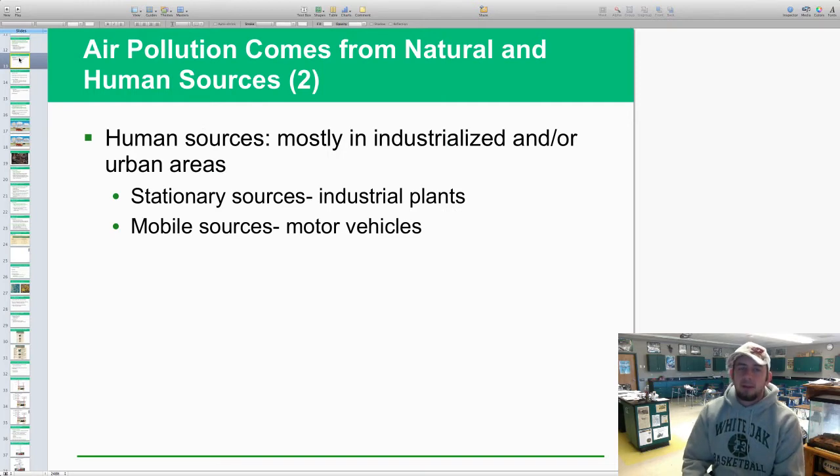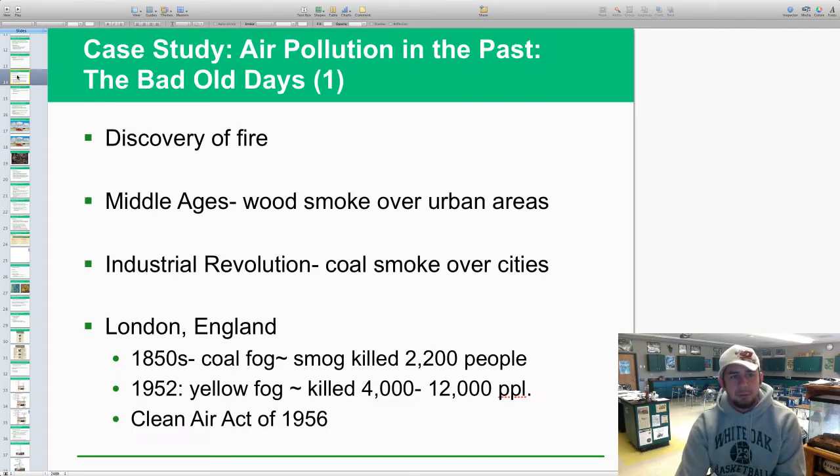But the problem is that most of the sources where we see the effects are human sources, and those come mostly from industrialization or urban areas. There are two types of those. There's the stationary source, which is just industrial plants producing mass amounts of goods, and the mobile sources, the motor vehicles allowing people to get from point A to point B. So those are our two major human sources of outdoor air pollution.